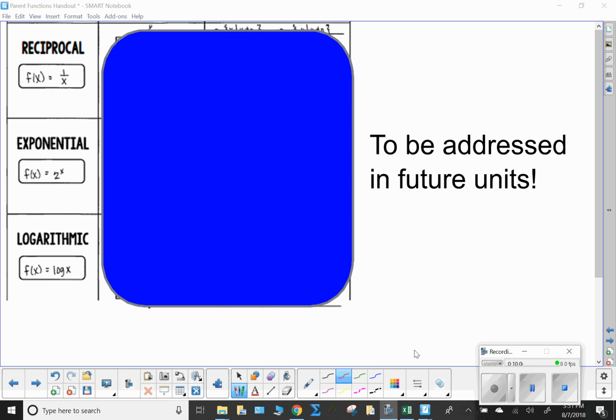All right, I believe in addition to the quick one-pager, you also have a comic book of parent functions to fill out and color in, and again, more practice getting to know these parent functions. Good luck.